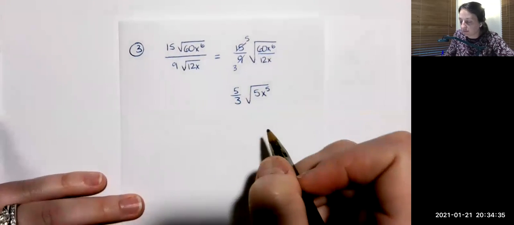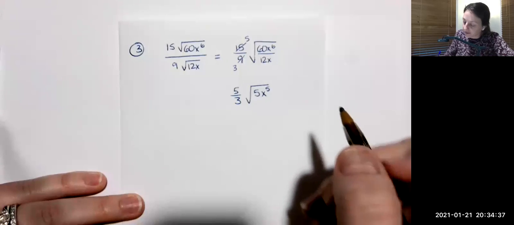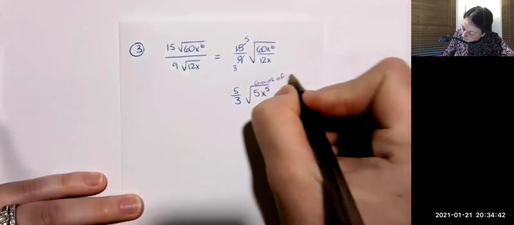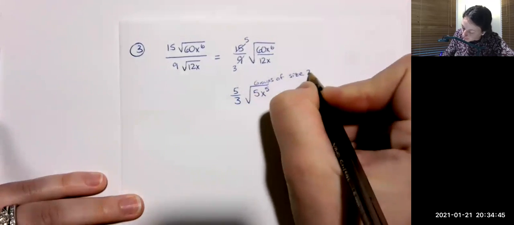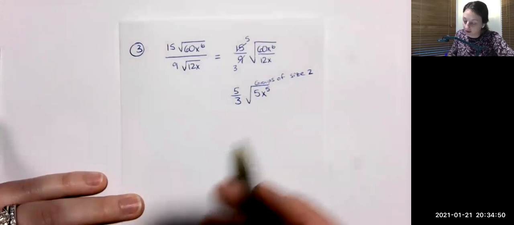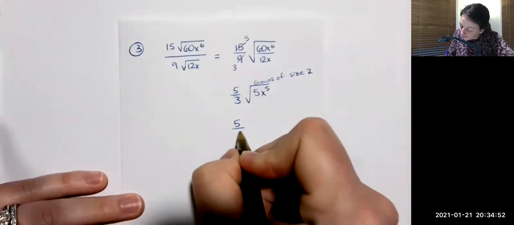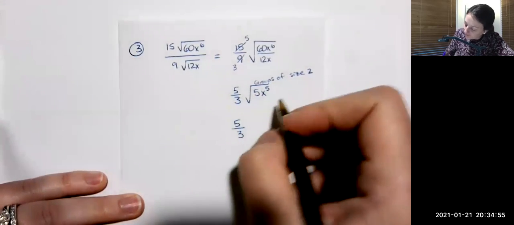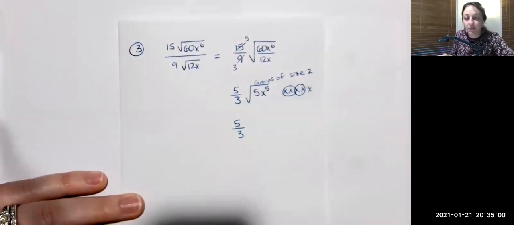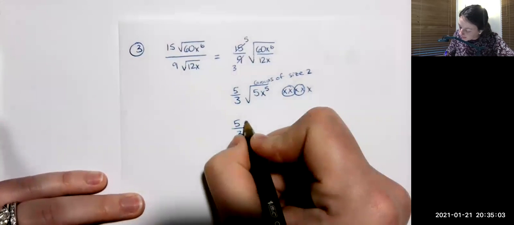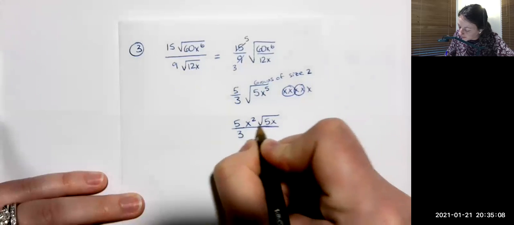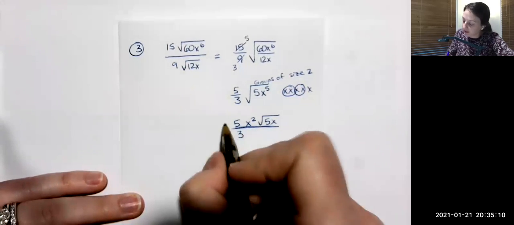Now, when we look at this, the only thing that's left to do is to find groups of size 2. Can't do that with the 5, but you can do that with the x to the 5th. So we'll have 5/3 x to the 5th. Let's see, 1, 2, 3, 4, 5. 2 groups of size 2 with 1 left over. X squared square root 5x. You can include all that in the numerator and you're done.